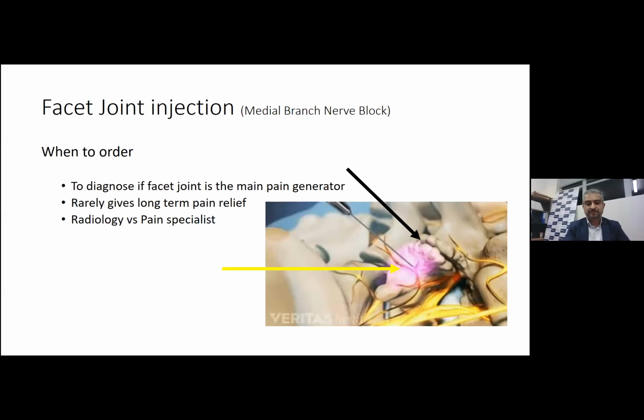Common pain procedures. The first one is facet joint injection. The other name is medial branch nerve block. In the picture, you can see the black arrow showing the facet joint. We inject local anesthetics and sometimes cortisone into the joint. I generally tend to inject where the yellow arrow indicates, and that's the medial branch nerve, which supplies the facet joint.